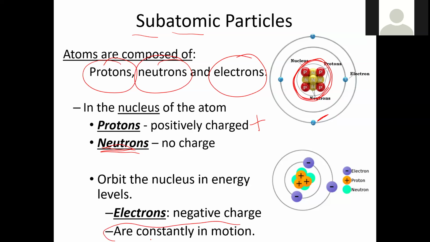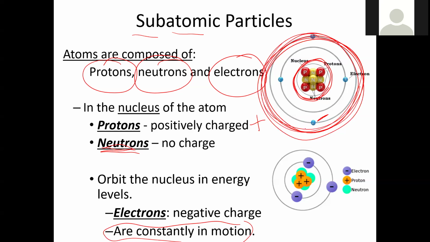Electrons are constantly in motion. They're constantly going around just like this. They don't even get dizzy and fall down. It's crazy.